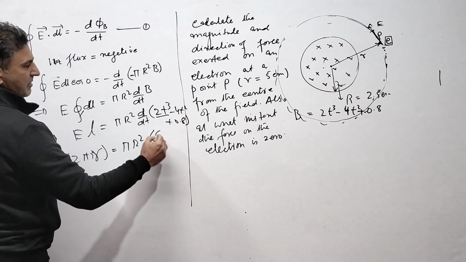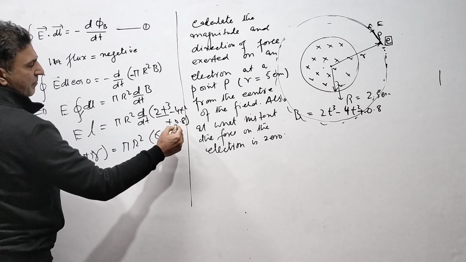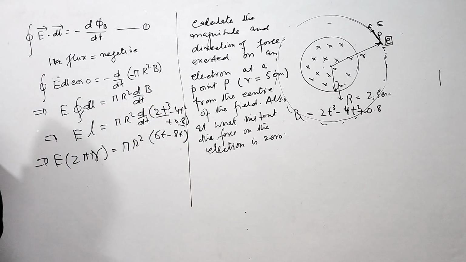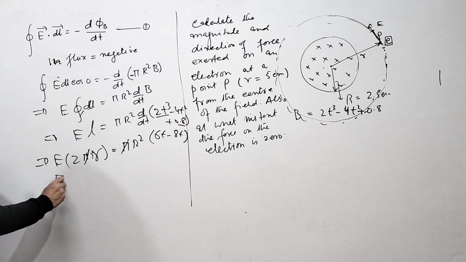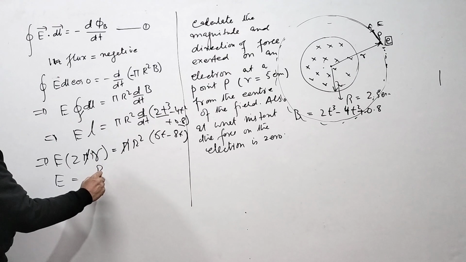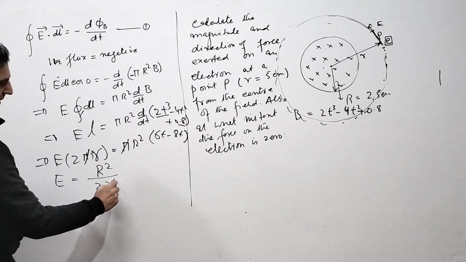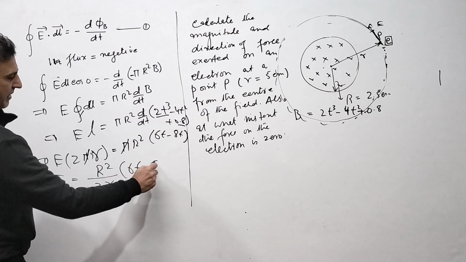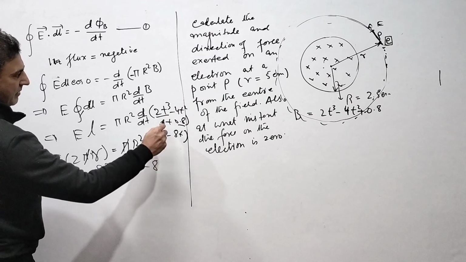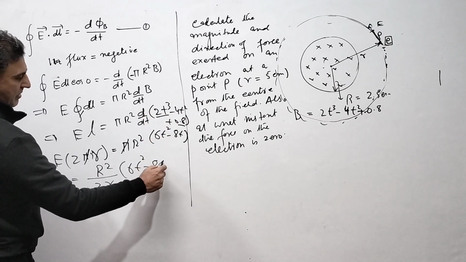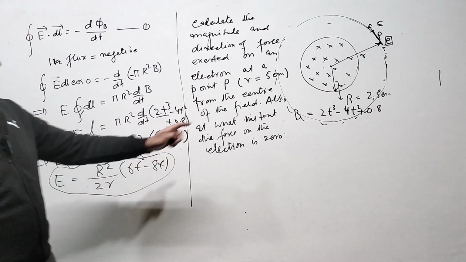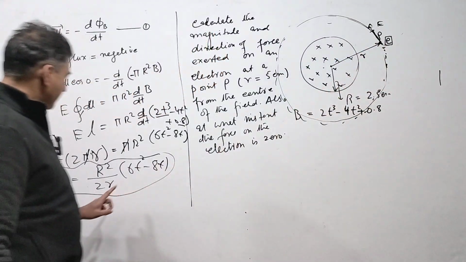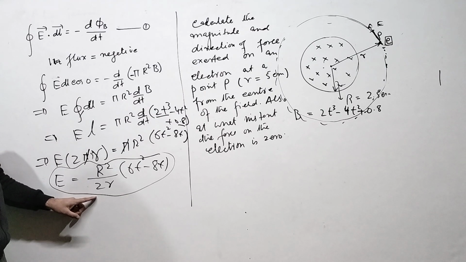2 pi small r is equal to pi r square times the differentiation, 6t square minus 8t, and the differentiation of the constant is 0. Close the brackets. Pi gets cancelled. And what is the electric field? That is r square by 2r times 6t square minus 8t. We found the electric field at a distance r. Here, what is the electric field at a distance r? That is given by this expression, right?